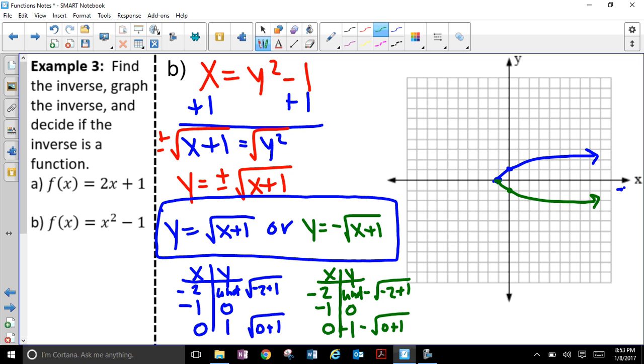So let's make that note. So together, they are not a function because it's going to fail the vertical line test. Okay, so when you graph these two together and they're on the same graph together, then they're not a function.